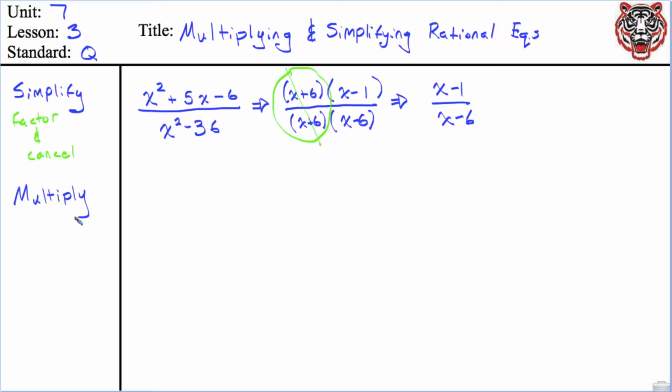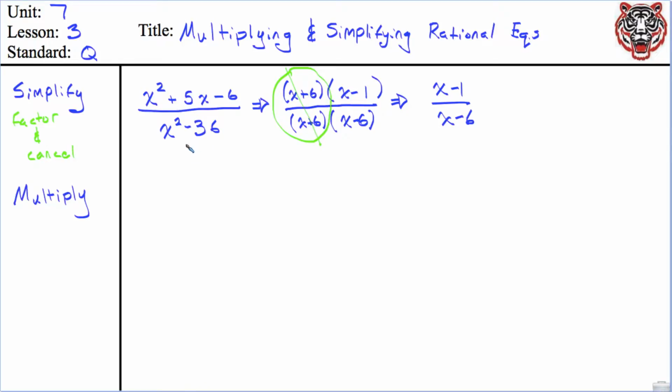So multiply. When I need to multiply rationals, and I'm trying to remember if this does come up on the SAT, I feel like simplifying rationals comes up quite a bit, multiplying less often, if at all.